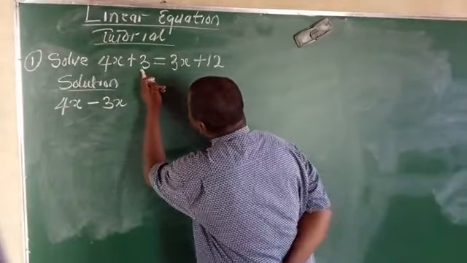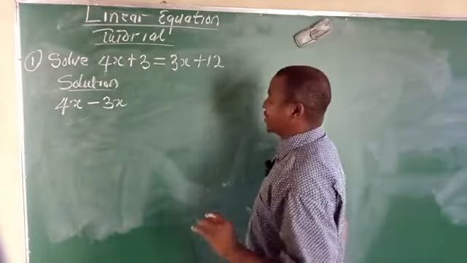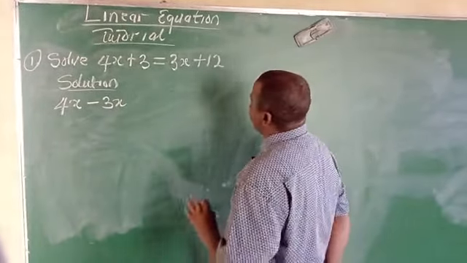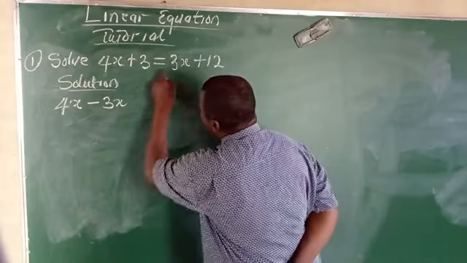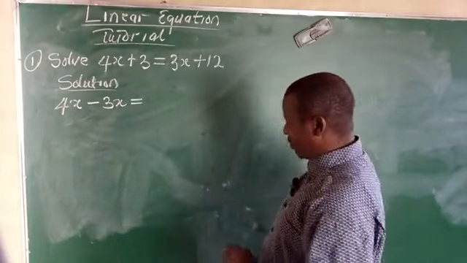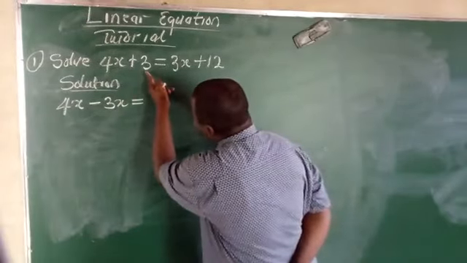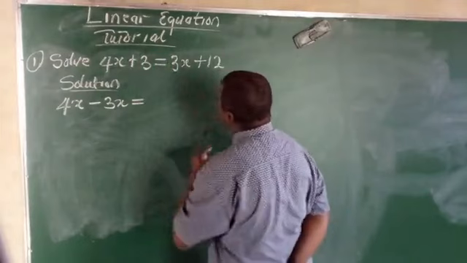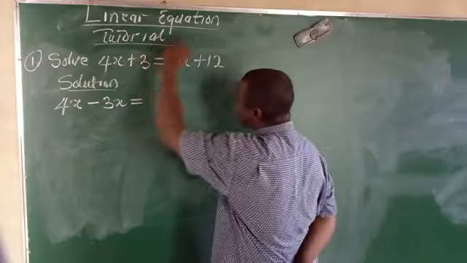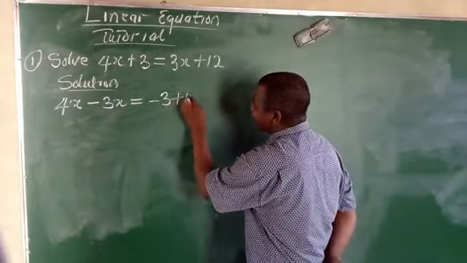Then this 3 and this 12 also look alike because they don't have variables. They are constants. So now we introduce our equality sign. Then this 3 that is left here, we take it across the equal sign to meet this 12. This positive 3, when it crosses the equal sign, becomes minus 3. Then plus 12.